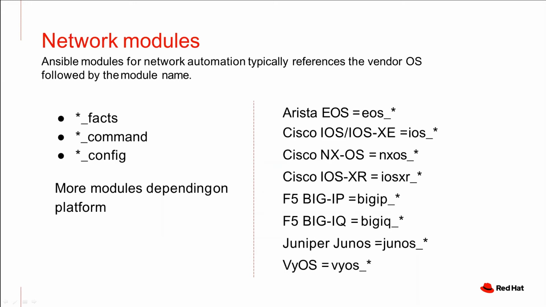So we have vendor-specific modules, and here's just some examples on the right-hand side. So IOS is going to be for Cisco IOS, EOS for Arista, JunOS for Juniper. So it kind of follows a little bit of a pattern there if you're seeing it. We'll also talk about some generic modules that we can use to address multi-vendor environments.